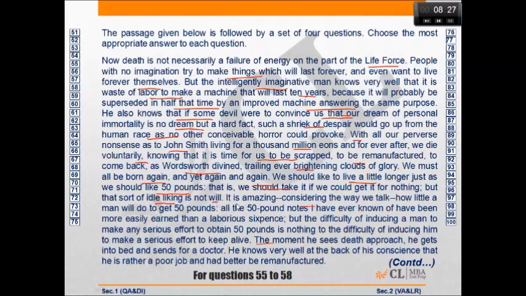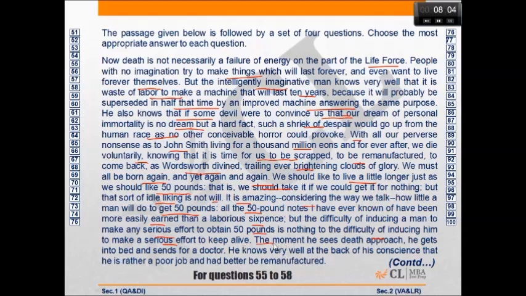It is amazing, considering the way we talk, how little a man will do to get 50 pounds. All the 50-pound notes I have ever known of have been more easily earned than a laborious sixpence. But the difficulty of inducing the man to make serious effort to obtain 50 pounds is nothing to the difficulty of inducing him to make serious efforts to keep alive.